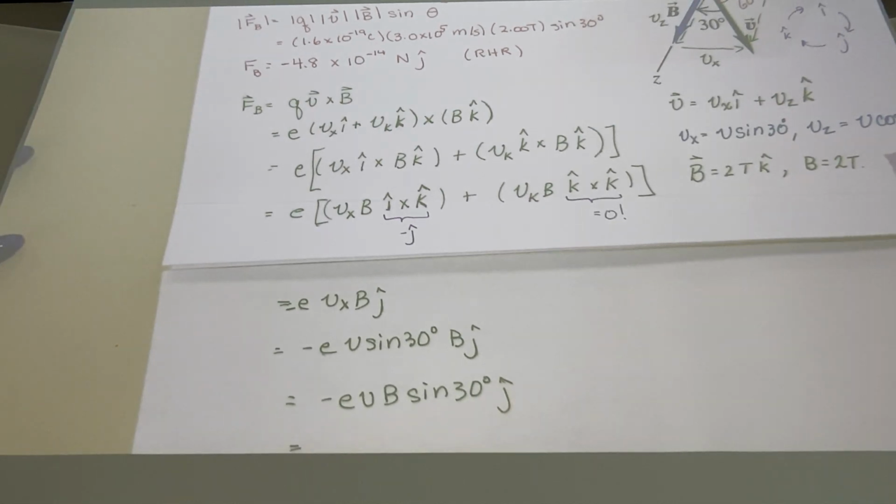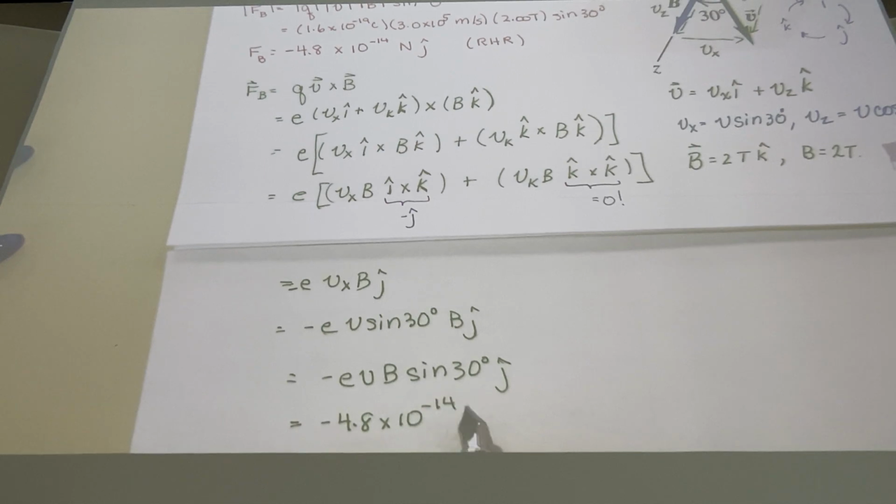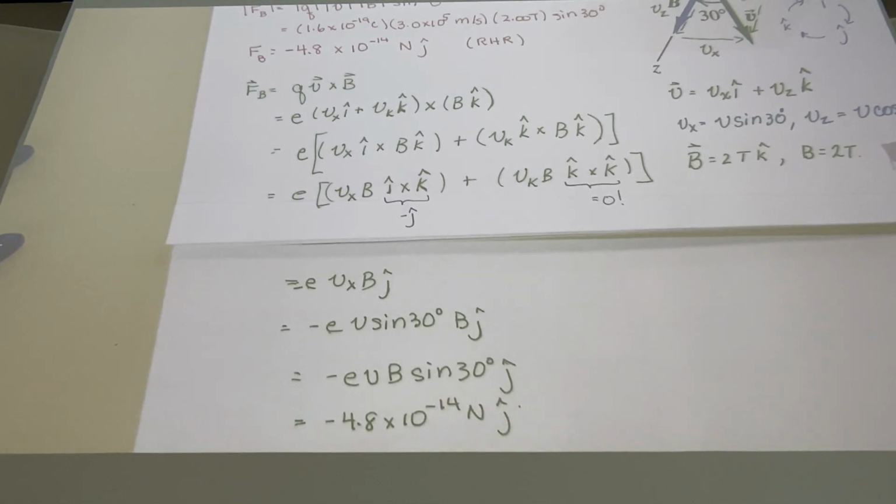I won't bother to write the numbers in again. We get minus 4.8 times 10 to the minus 14 newtons of J hat. So if you have a test, you're trying to calculate the magnetic force, you can go either way, whichever way you find easier for yourself.